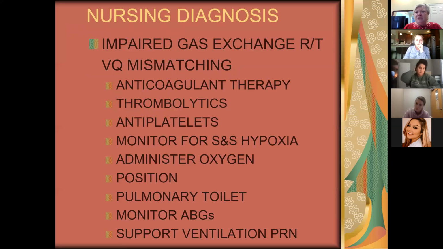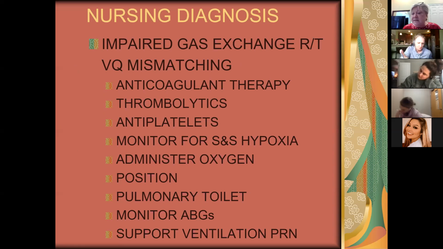So what do we do for a PE? Well, it is an impaired gas exchange. They are in acute respiratory failure due to your VQ mismatching, your anticoagulants, your thrombolytics, your antiplatelets. Watch for RAT: restlessness, anxiety, tachycardia, and tachypnea. They're hypoxic, so they're going to need oxygen.